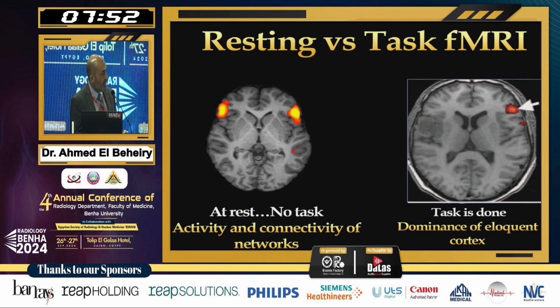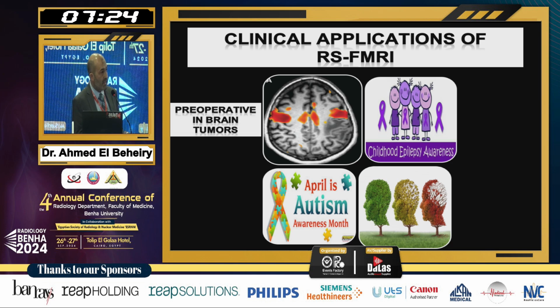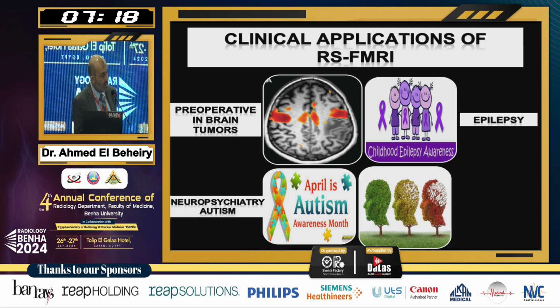This is a summary of the difference between the resting state fMRI, where the patient is completely sedated and we are just examining activity and connectivity of networks, compared to the task-based, where the patient is cooperative and actively participating, and here we are examining the dominance of the eloquent cortex. As regards the clinical applications of resting state, it is used preoperatively in brain tumors, in uncooperative patients, in epilepsy, in neuropsychiatric disorders like autism, and in neurodegenerative diseases like Alzheimer's.